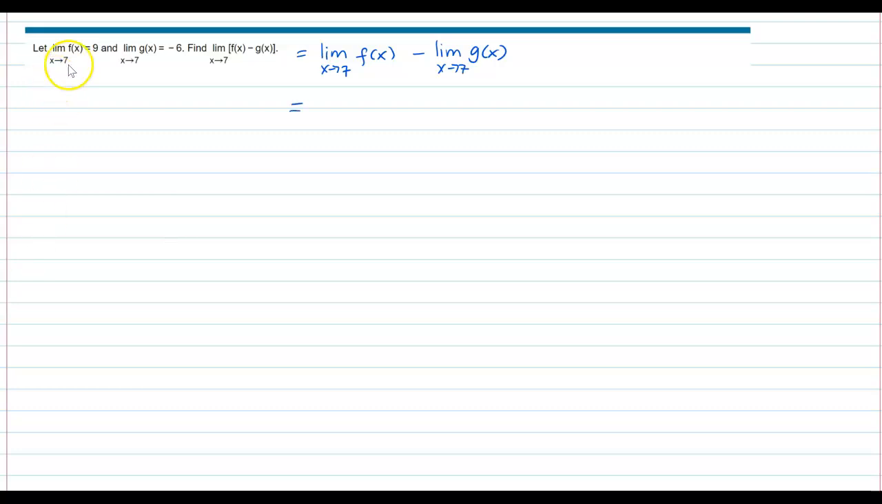Now, the limit of this is just equal to 9. This here is equal to -6. So you have negative of -6. That means this is equal to 15. So you have 9 plus, this becomes plus 6, is equal to 15.